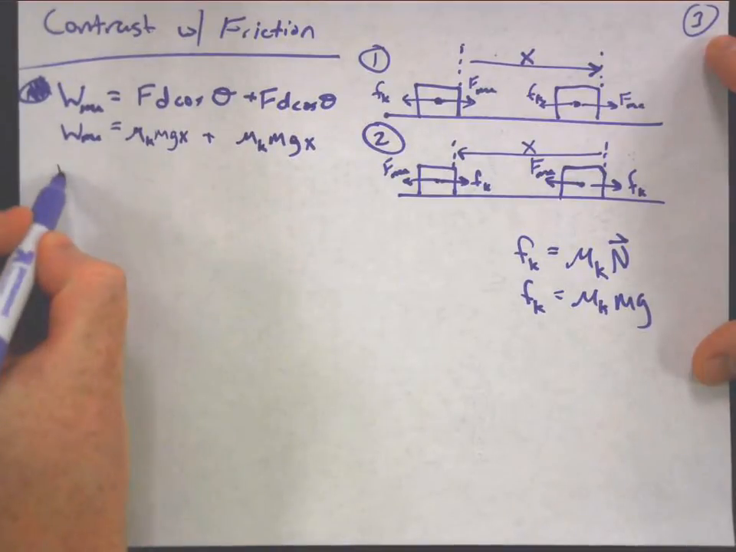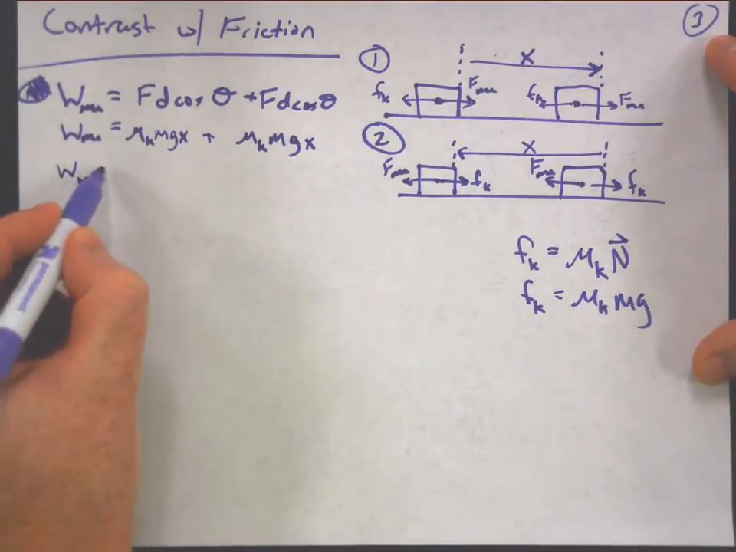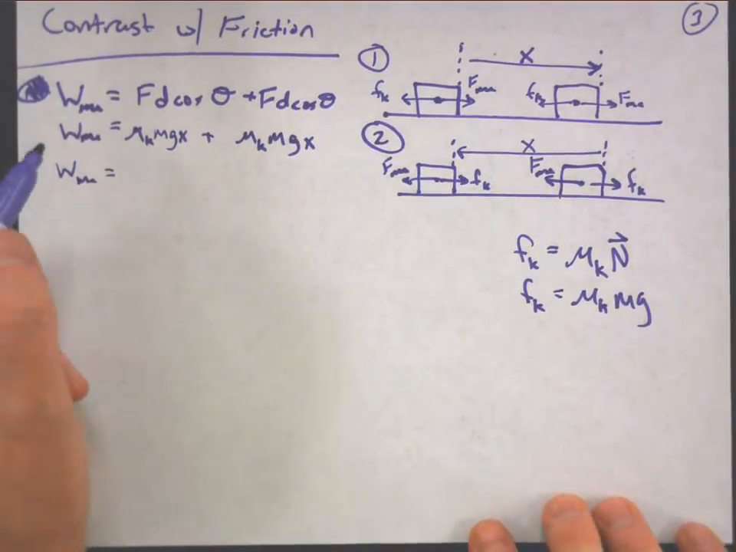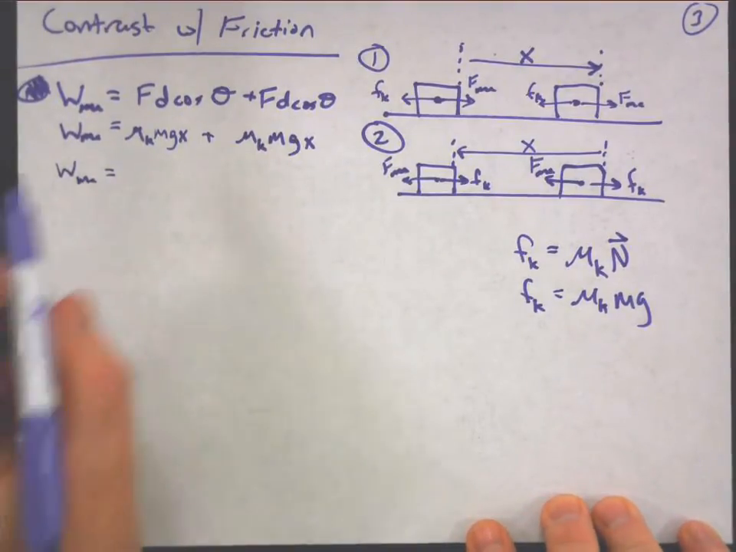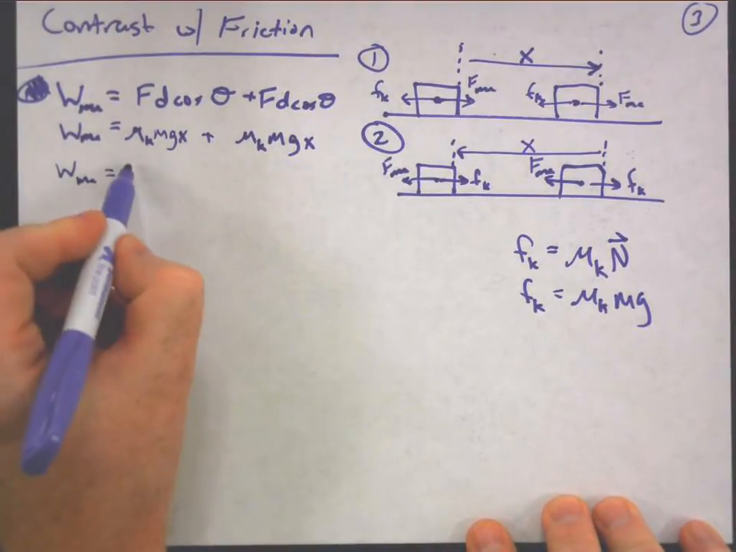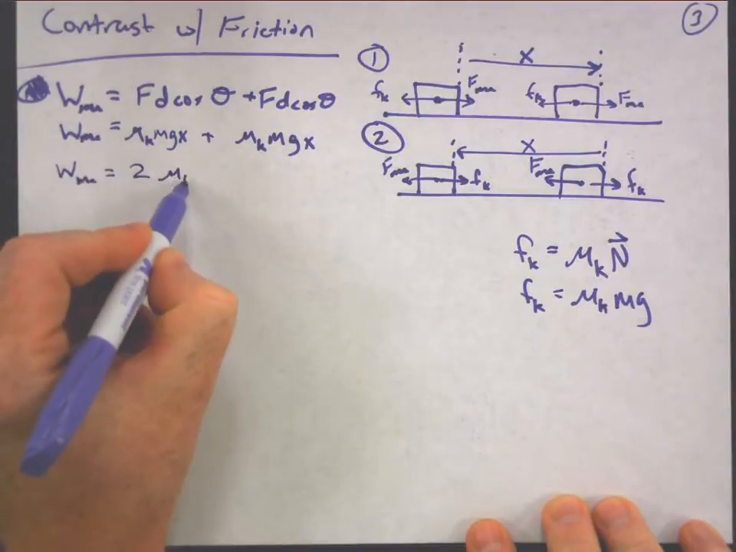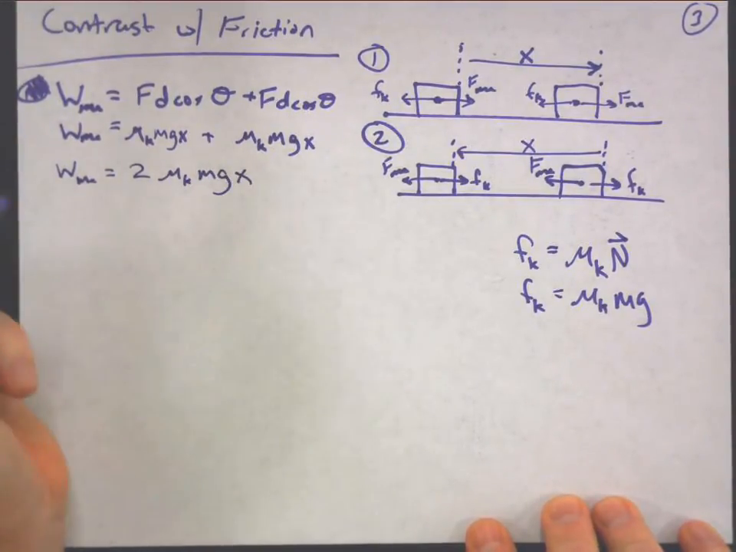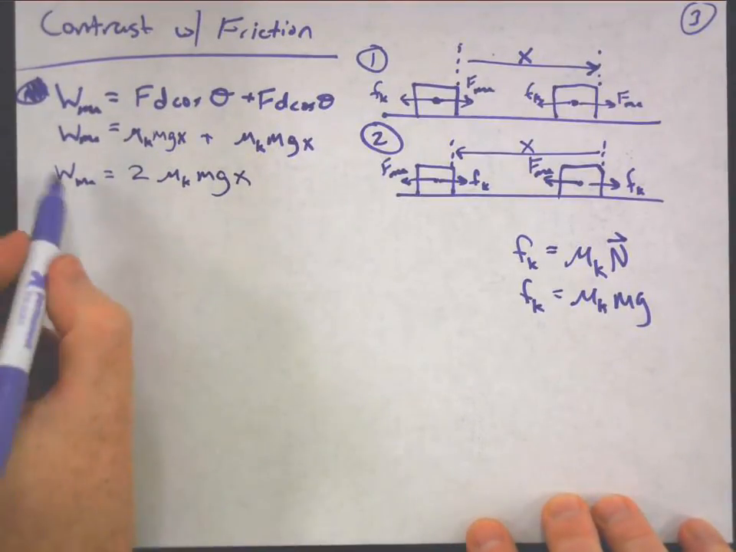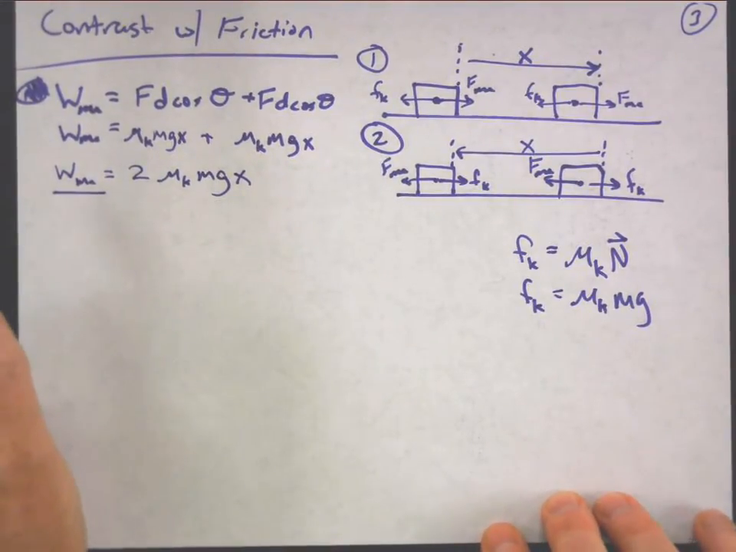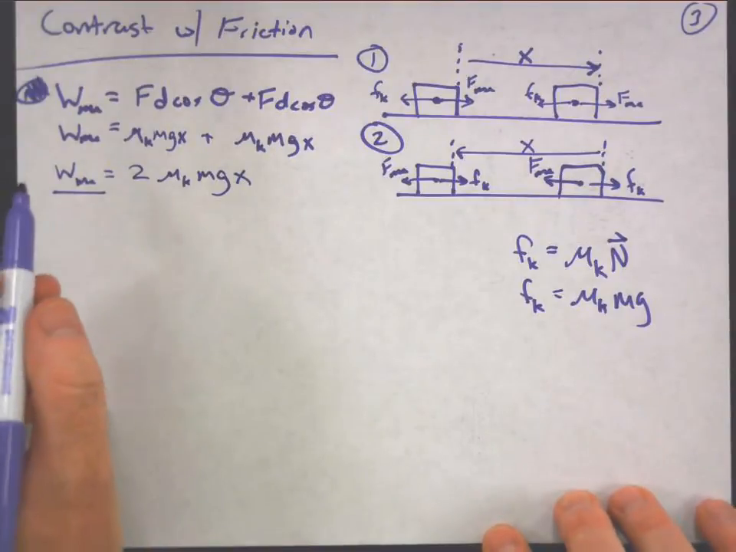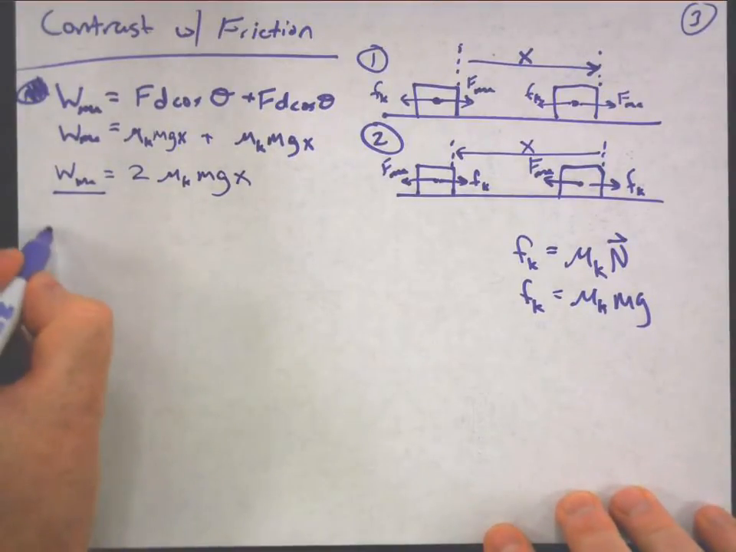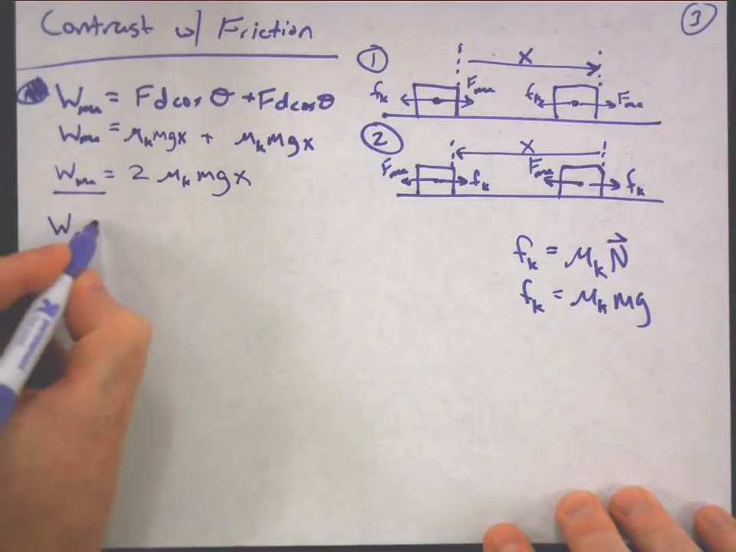So what is the work done by me overall for both phases, for getting it there and back again? Well, that's just 2 times this business: coefficient of kinetic friction, mgx. Okay, we're going to come back to this equation. Let's work out the work done by friction now. Okay, work done by the friction force.